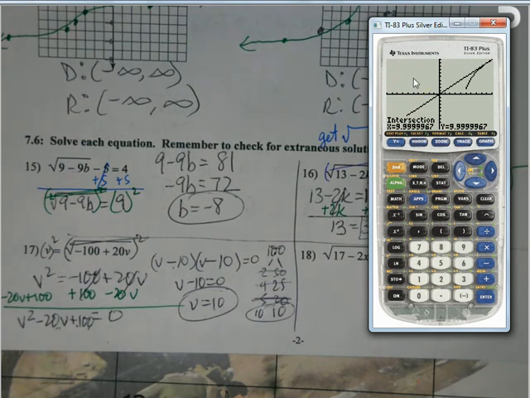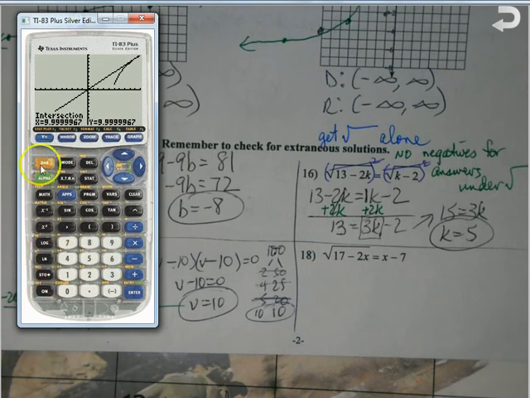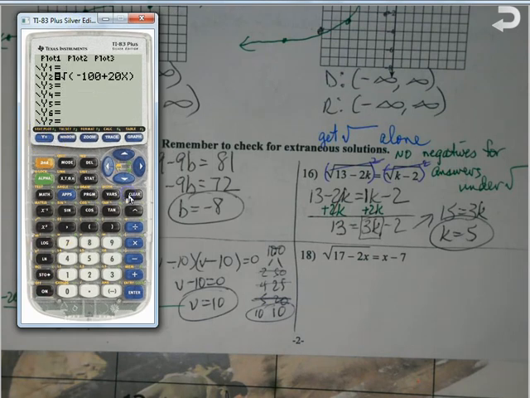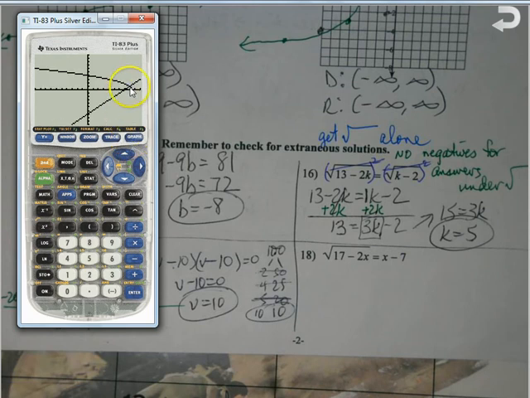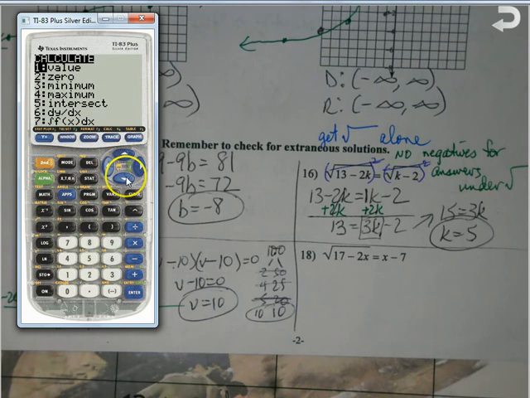So let's do that on 18. Okay, we'll do the graphic way first, and then we'll do it the algebra way and see where we're at. So let me clear these out. I'll type it in. So 17 minus 2x, close that up, and then x minus 7. All right. I see the intersection point. So second, trace. I want the intersection.